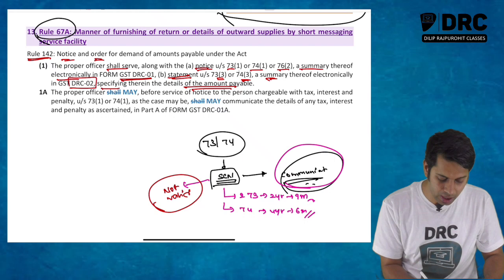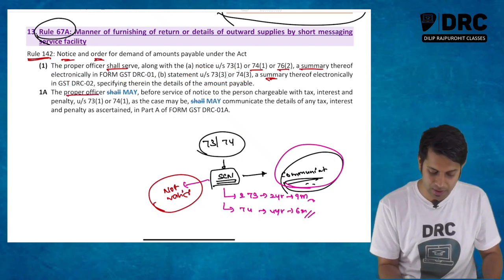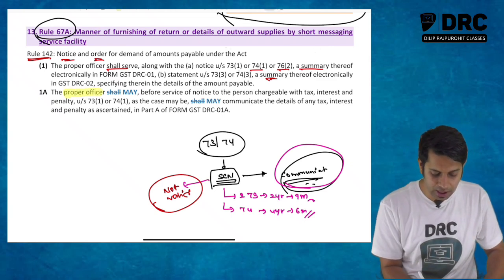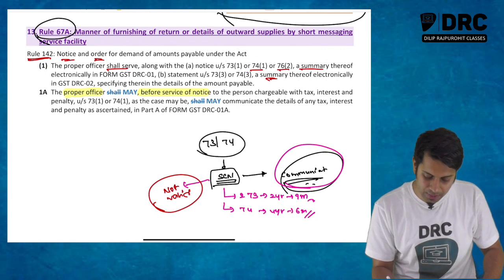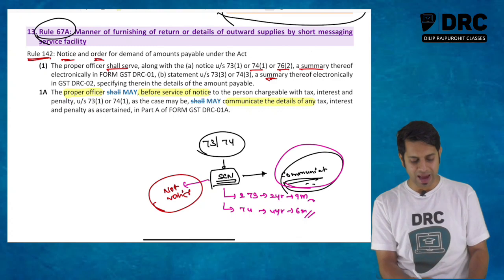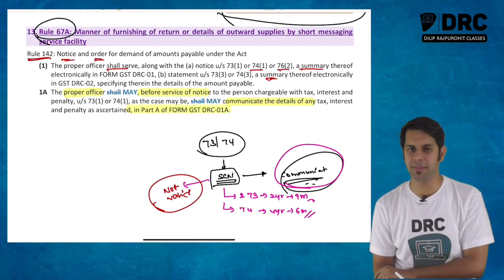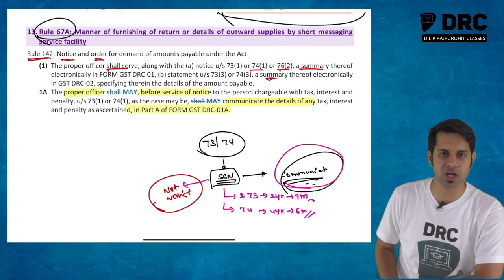Now what they have told is, the officer can give the notice to you, but however, the officer shall, before serving that notice, as the case may be, communicate the details of the tax in Part A of DRC01A, meaning before giving any notice, he is required to give this communication letter.